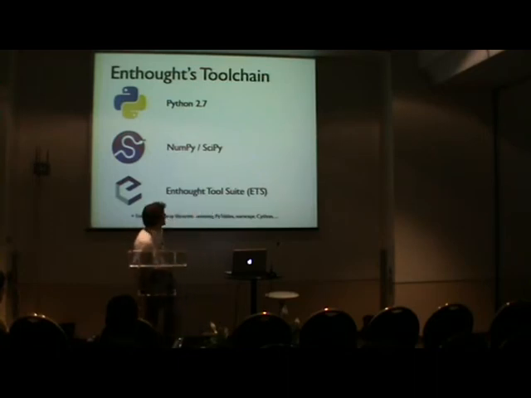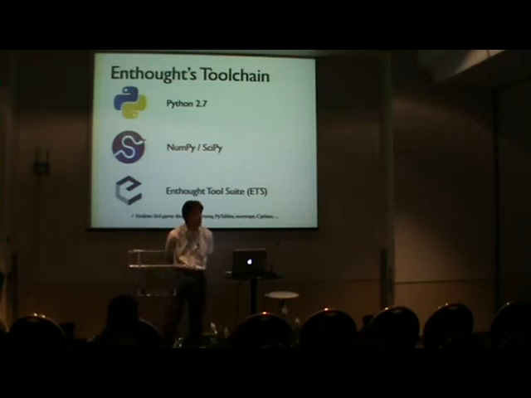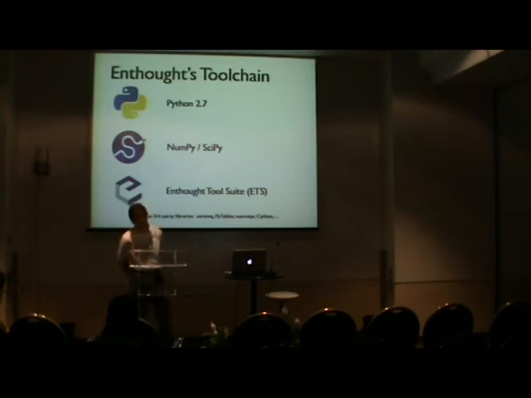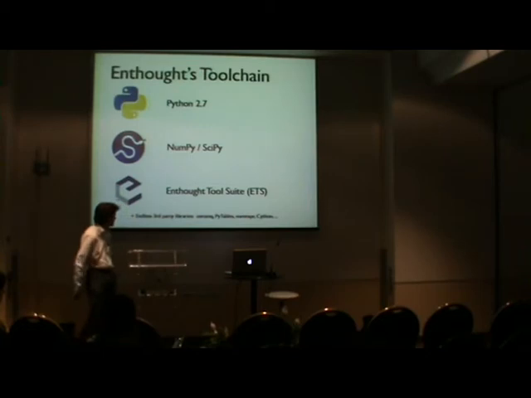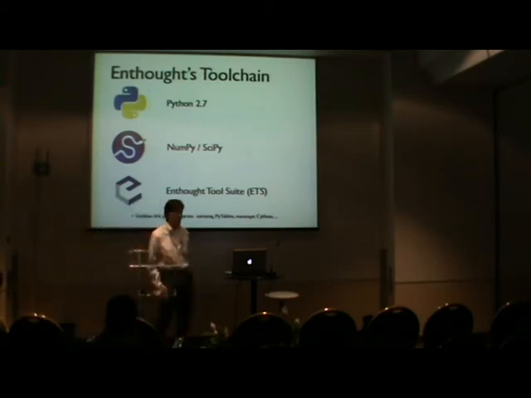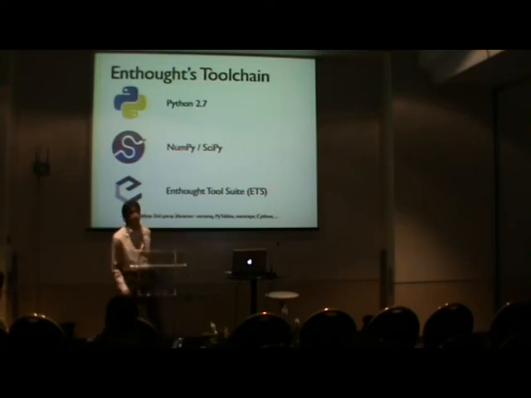So our toolchain looks a little bit like this. We work with Python 2.7, mostly, sometimes 2.6, mostly 2.7. Working with NumPy and SciPy. Of course, Enthought is heavily involved in the NumPy and SciPy development. We have many of the key NumPy people on our team. And the Enthought tool suite, which is what I'm here to talk about. And I would be lying if I didn't say we also, of course, use endless third-party libraries. For any given project, you're going to be using a whole bunch of other things beyond these. But these are the three core things that we use.